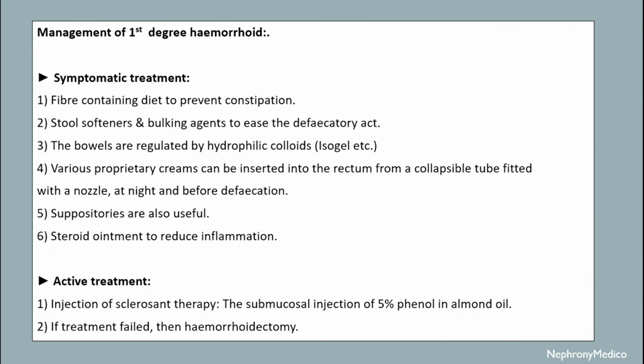Now, management of first degree hemorrhoid. Symptomatic treatment includes fiber-containing diet to prevent constipation, stool softeners, and bulking agents. Bowels are regulated by hydrophilic colloids, and suppositories, proprietary creams, steroid ointment can be given. Active treatment includes injection of sclerosant therapy. If treatment fails, then hemorrhoidectomy can be done.